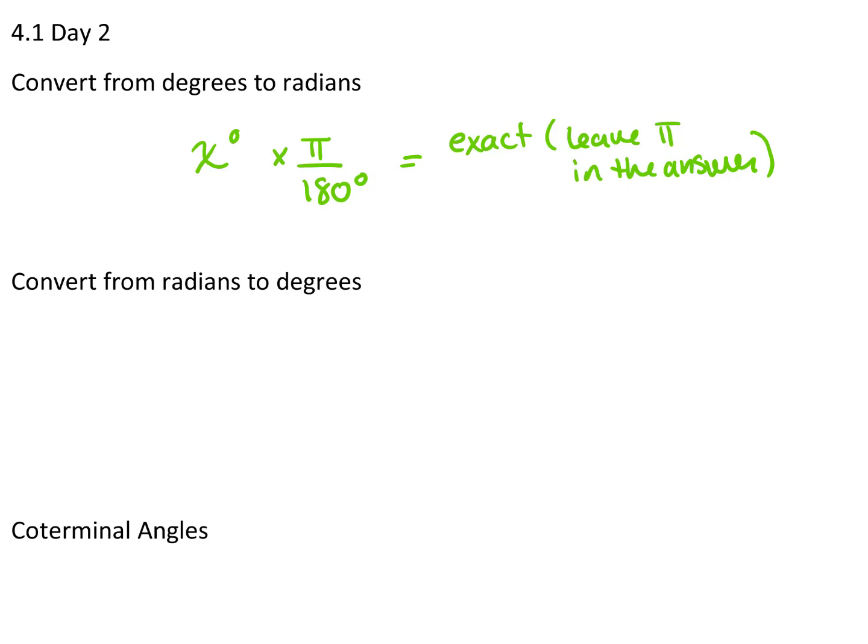If we're going to convert from radians to degrees, we're going to use, let's say, x again. Rad is the short form for radians, and we multiply this by 180 degrees over pi. And then our answer will be some degree.